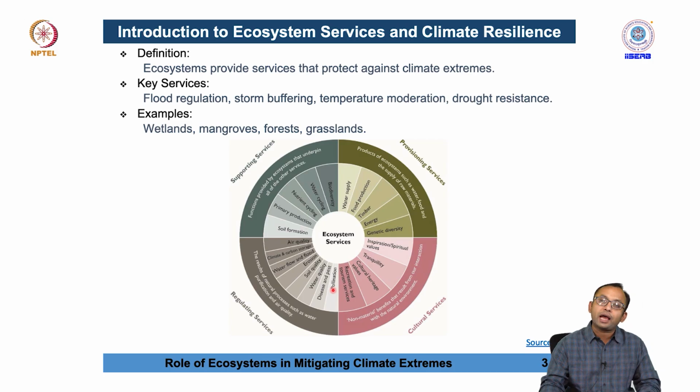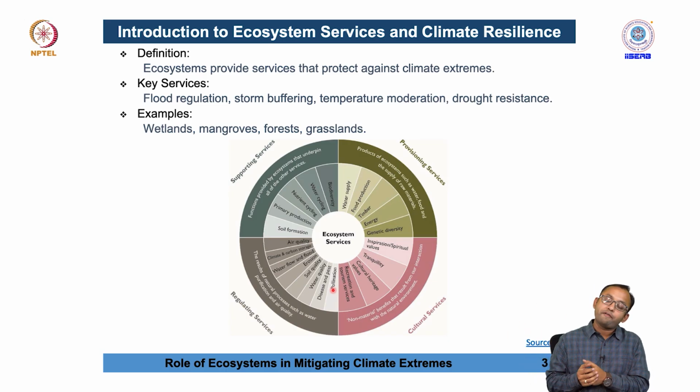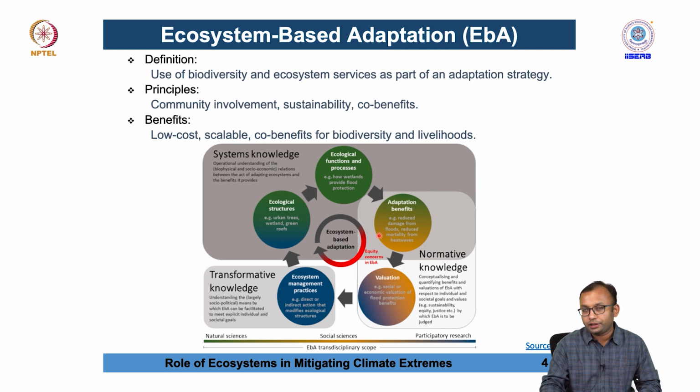Suppose we do not have the ecosystem in areas where we have more frequent extreme events. It is likely that those events will be further amplified. Once amplified, we may end up in irreversible conditions where, even if we take action towards the climate extremes, we might not be able to get back to the original position. That is the importance of the ecosystem in mitigating climate extremes.